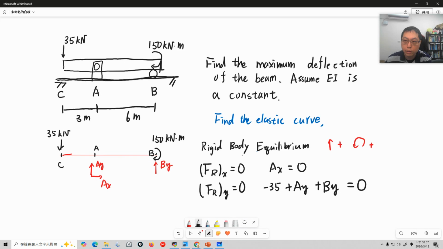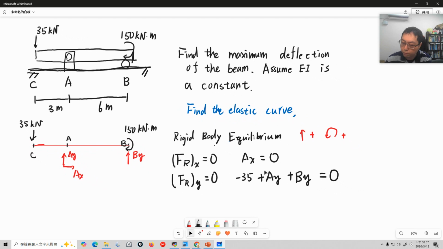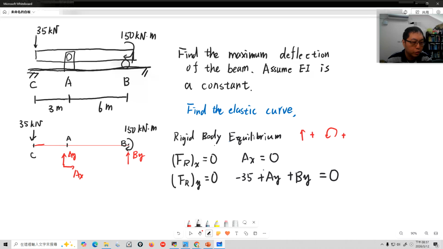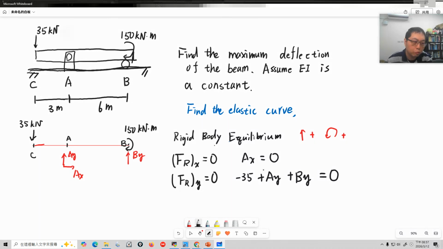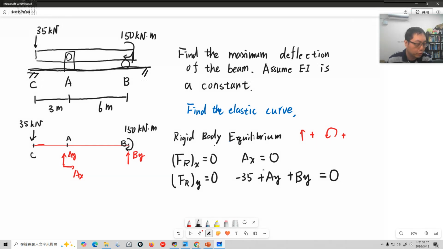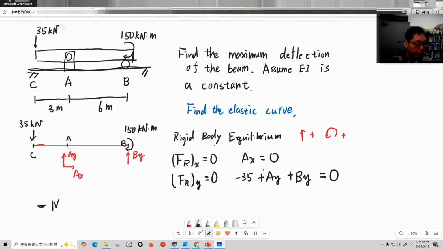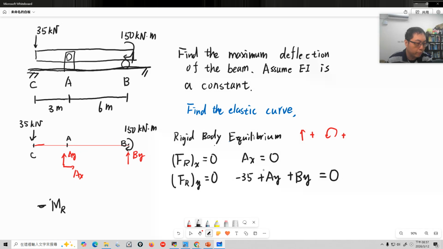Okay, so for rigid body equilibrium, don't forget the total moment of the system must also be zero. When you calculate the total moment, you need a reference point. Here, I assume the reference point at A. The resultant moment at point A must be zero.